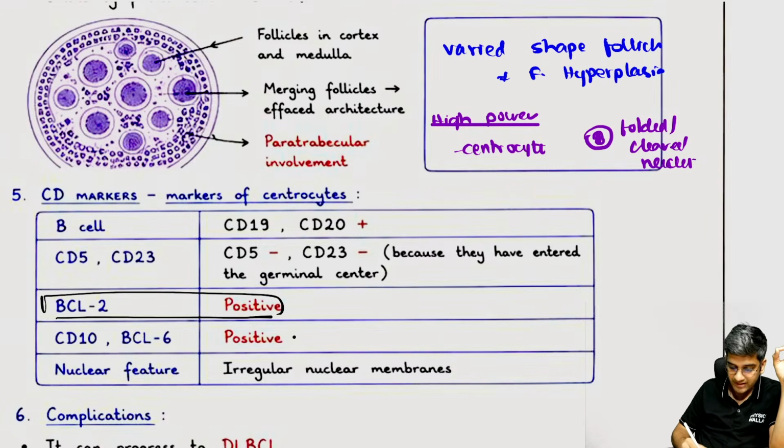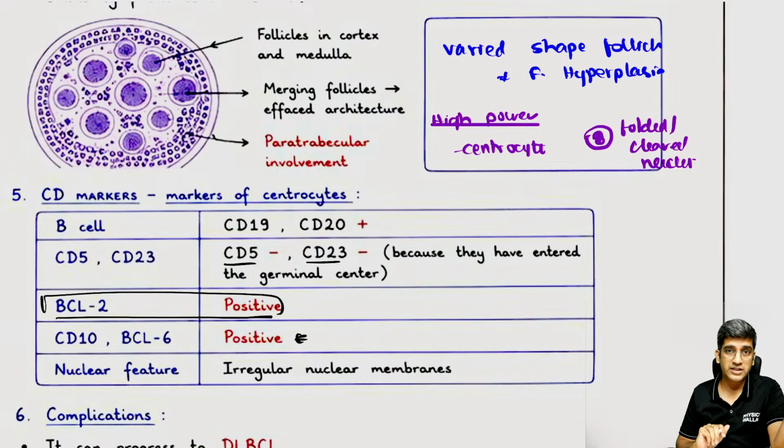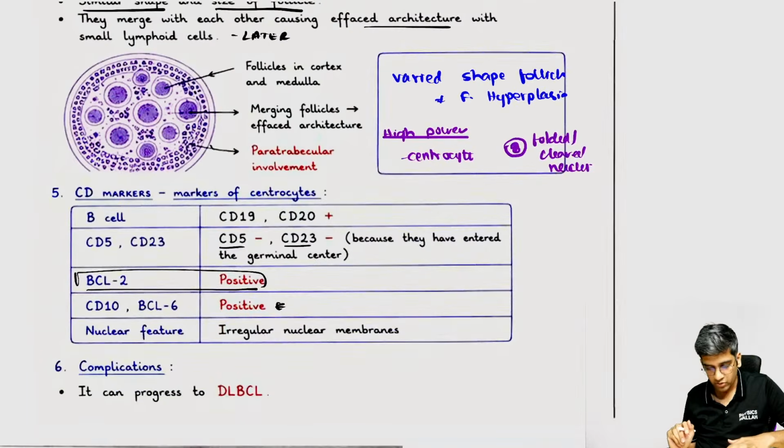Fine. These two are also positive, but again, if you write, great. If you don't write, I won't mind, because these are germinal center markers. They are positive by default, right? And they are CD5 negative, CD23 negative. To differentiate from other small lymphoid neoplasms, they are negative for it, fine? So that's about follicular lymphoma.